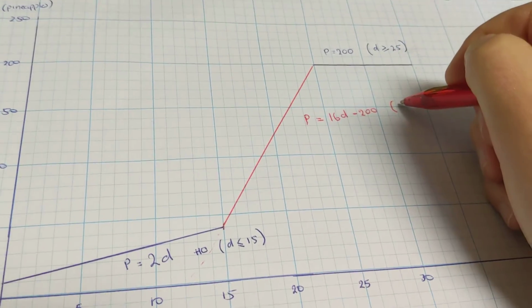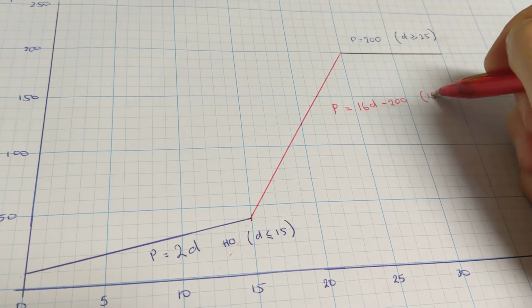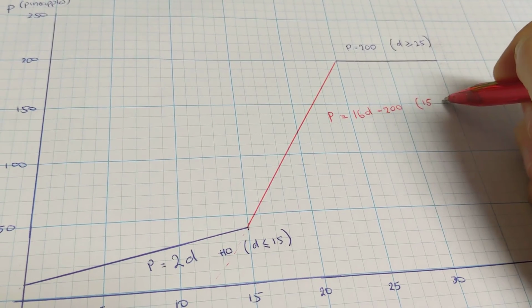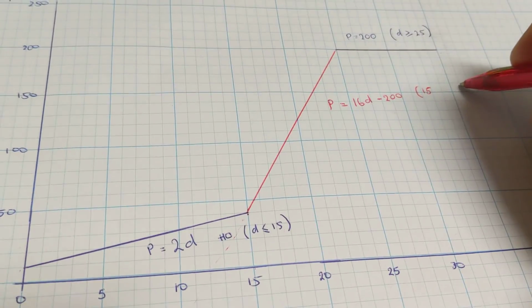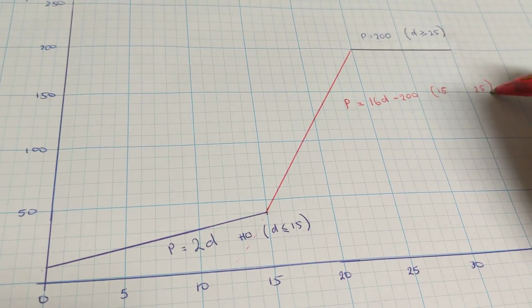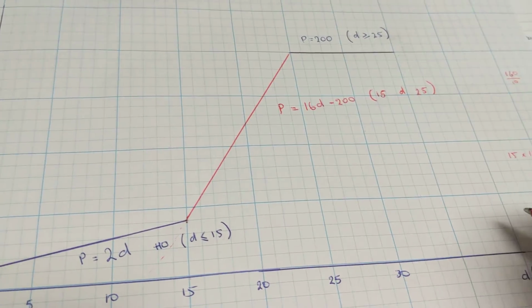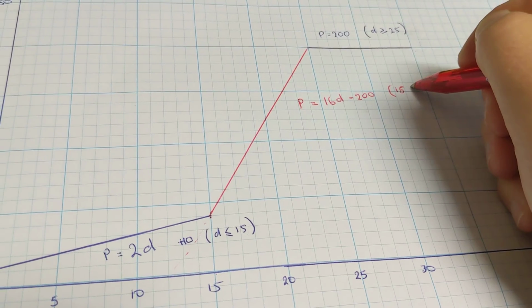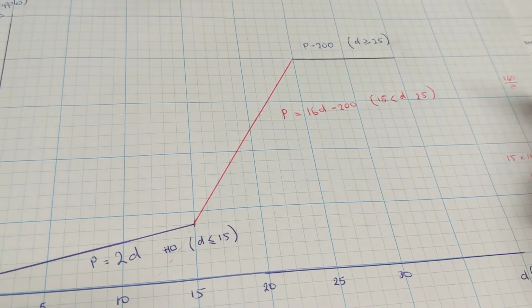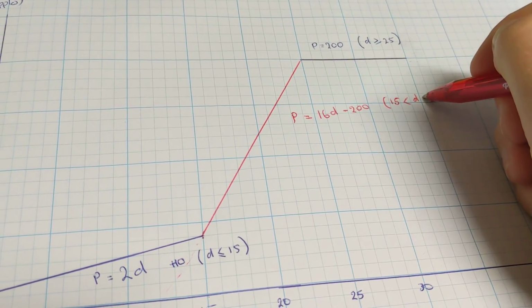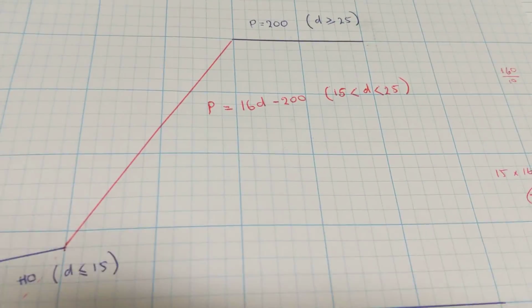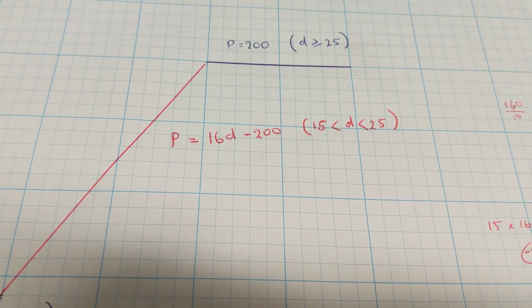From day 15 up to day 25 is where this number of pineapples is. Now basically the way this works, we put the number of days in the middle, and this is for the days greater than 15, but also at the same time the days less than 25, and that's how the domain looks for the middle line.